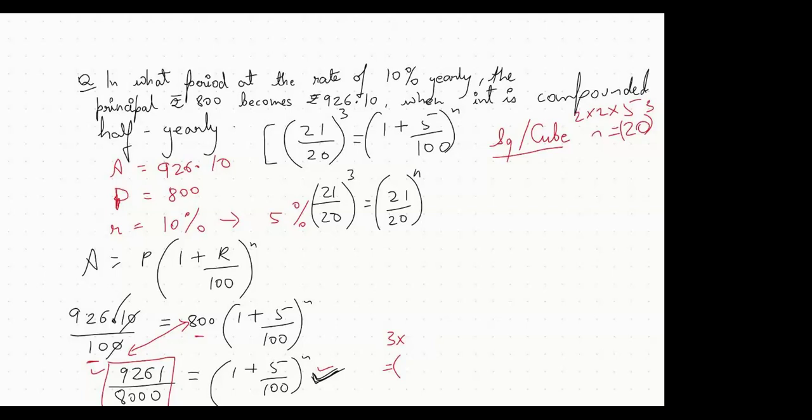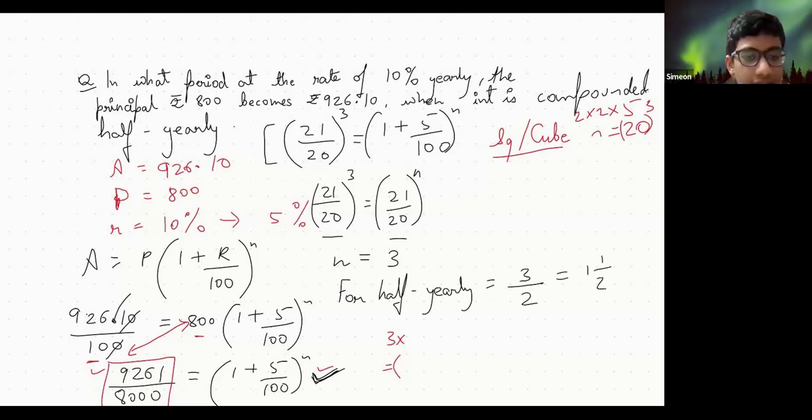Now, because the bases are equal here and here, the powers will also be equal. This is the rule. The power of the right side will be equal, so my n will be equal to 3. Now, this is compounded annually, and this one is compounded half yearly. So for half yearly, divide 3 by 2, so it becomes 1.5.